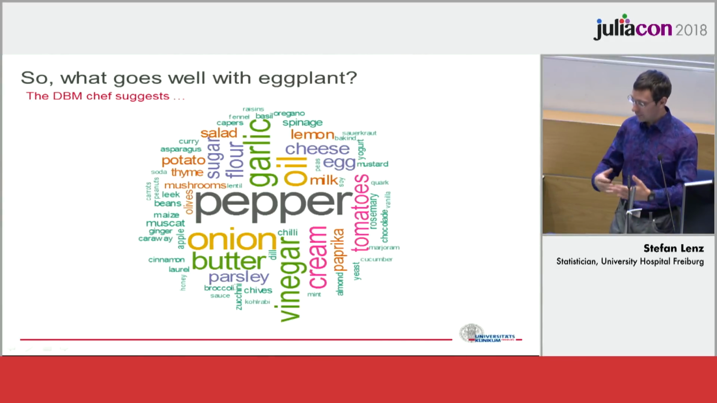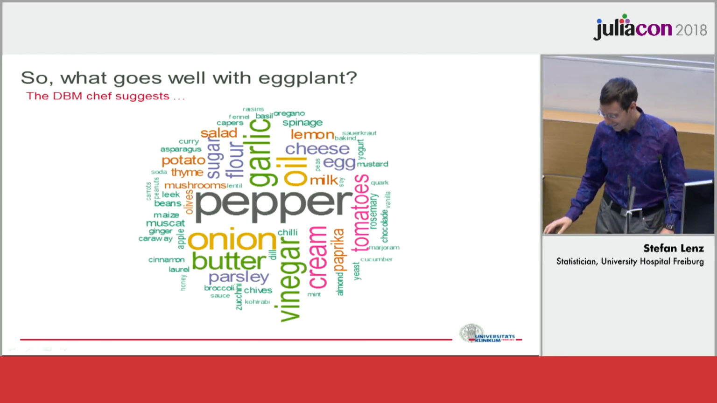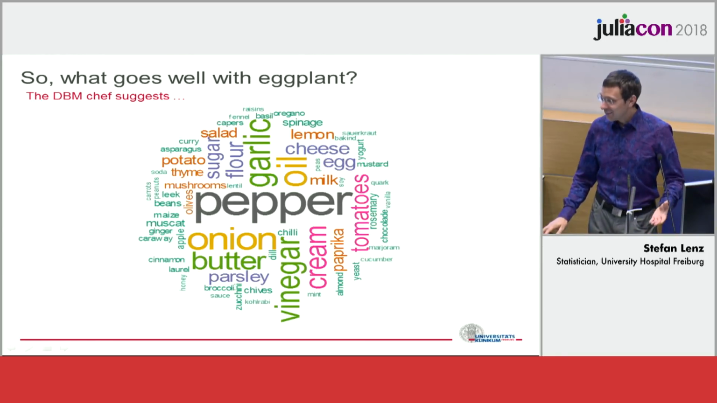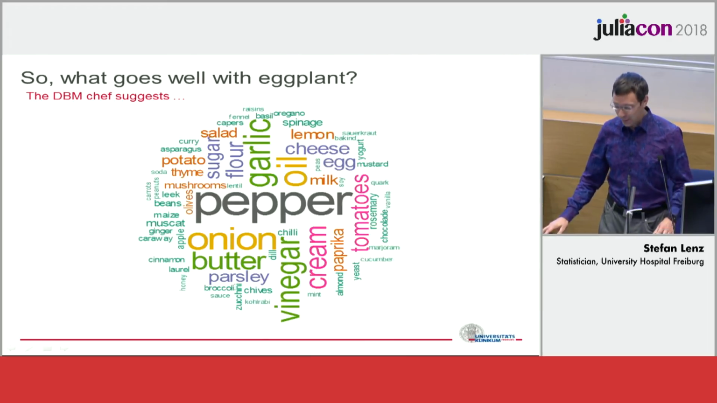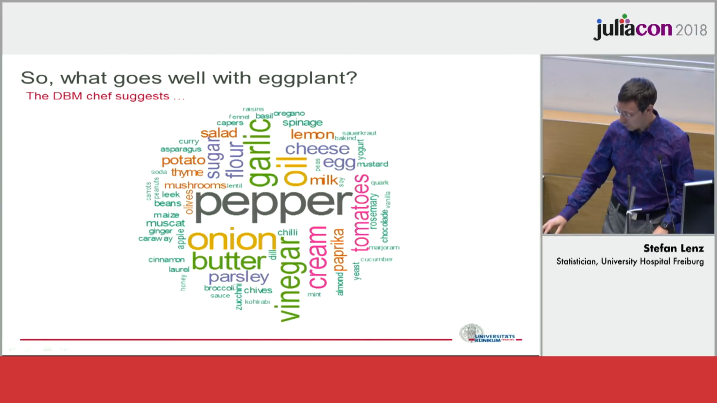And this is now a word cloud of what the DBM chef suggested here. It looks delicious, I would say. So this recipe example only needed a very simple architecture, but with our package, it's also possible to have more complex architectures.